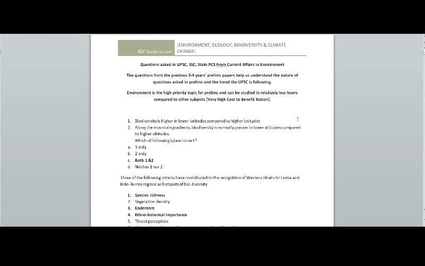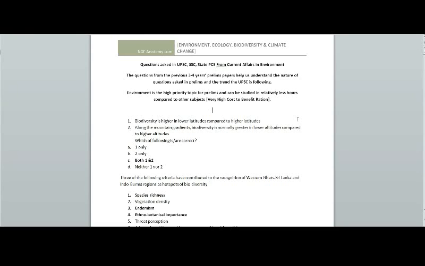Which one of the following is not a site for in situ method of conservation of flora? Biosphere reserve, botanical garden, national park, or a wildlife sanctuary? What is in situ conservation? It is an on-site conservation without displacement of the affected organism. Now, ex situ is basically conserving the organism in an artificial habitat by displacing it from its natural habitat.